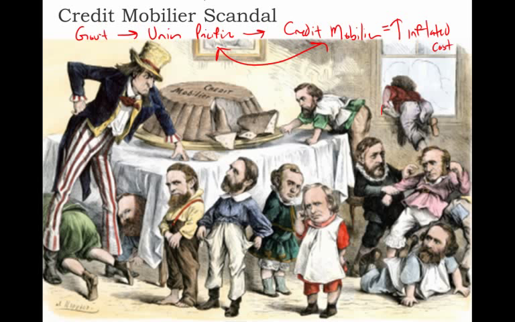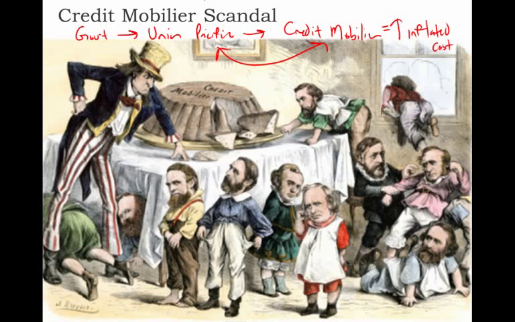They charged an inflated cost, saying, let's say the railroad only cost $1 million to build. Credit Mobilier said it actually cost how much? Like $3 million to build. And what did Union Pacific do with that extra money? They kept the money for themselves.